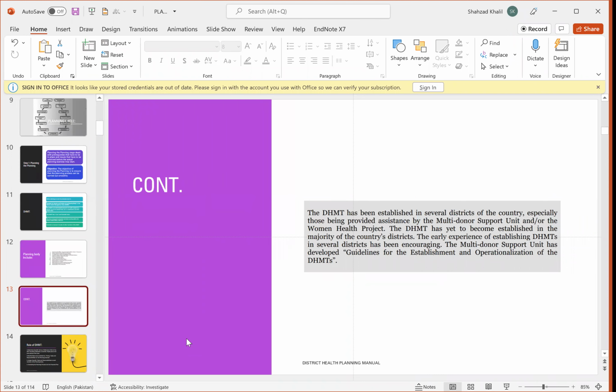DHMT has been established in several districts of the country, especially those being provided assistance by the Multi-Donor Support Unit and or the World Health Project. The DHMT has yet to become established in the majority of the country's districts. The early experience of established DHMT in several districts has been encouraging. The Multi-Donor Support Unit has developed guidelines for the establishment and operationalization of the DHMTs.